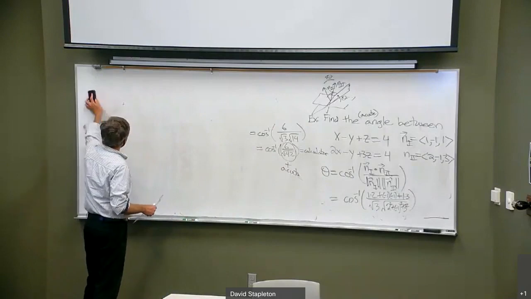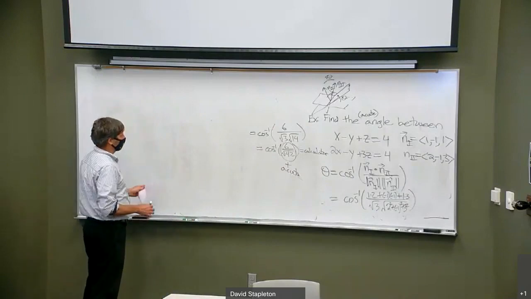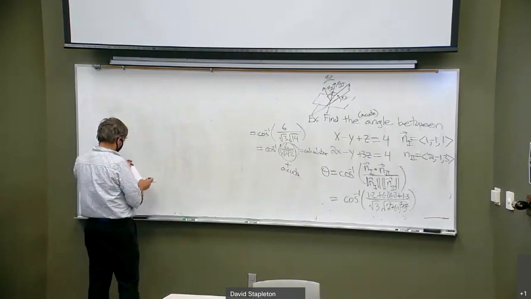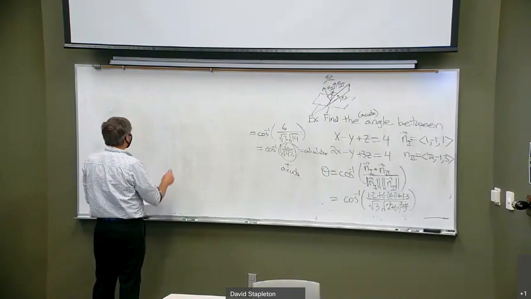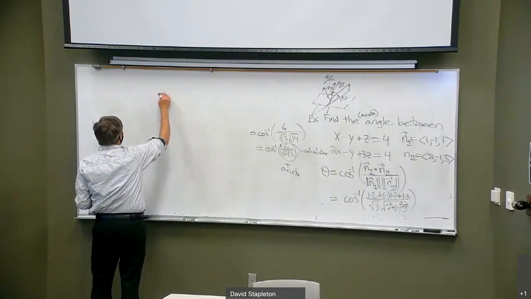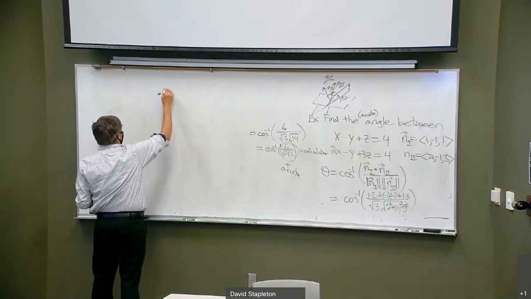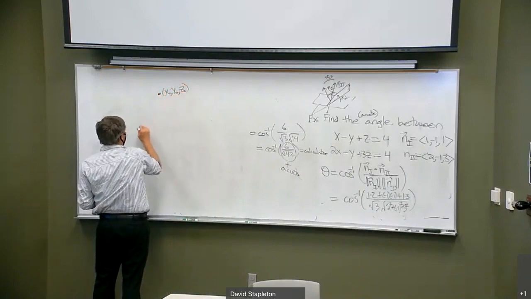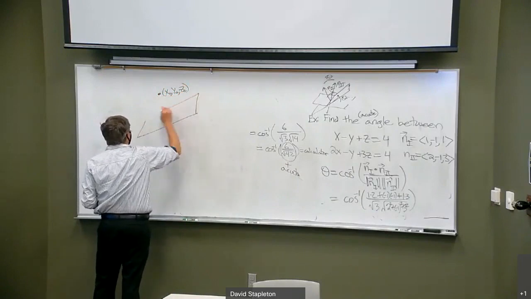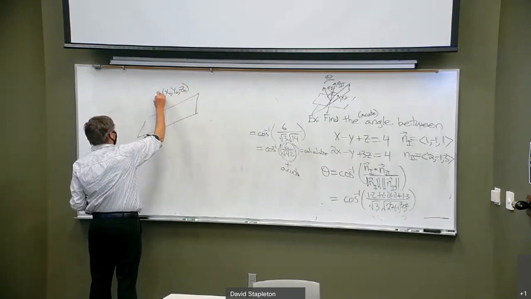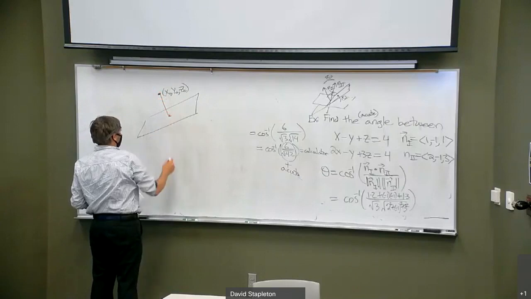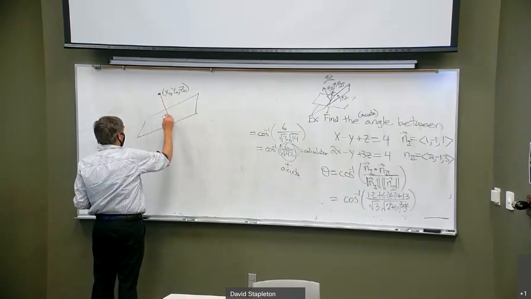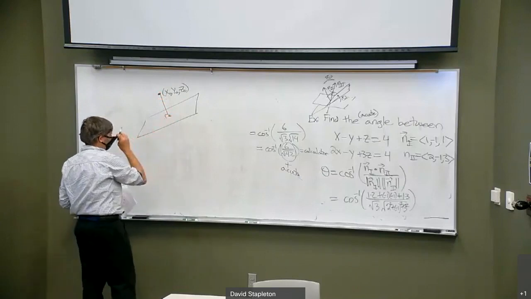This is where it would be nice to have the book. The book has a nice picture. You can take a look at it. I'll roughly replicate it here. Suppose we want the distance from a point, x0, y0, z0, to a plane. What the distance is, well, it means you drop a perpendicular. It's the shortest distance between all points in the plane. So you want to drop a perpendicular. How can I find that?